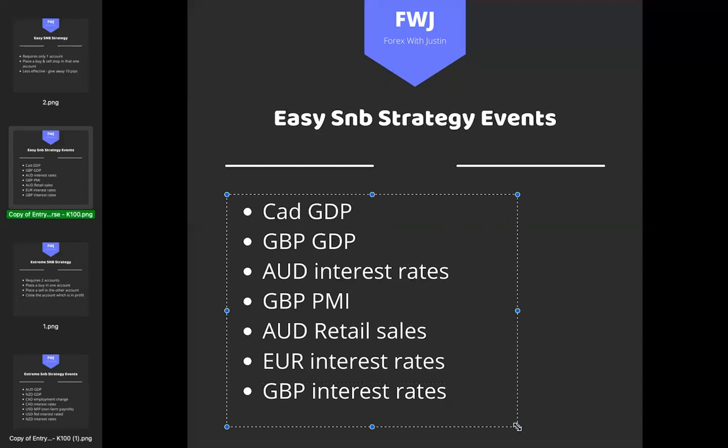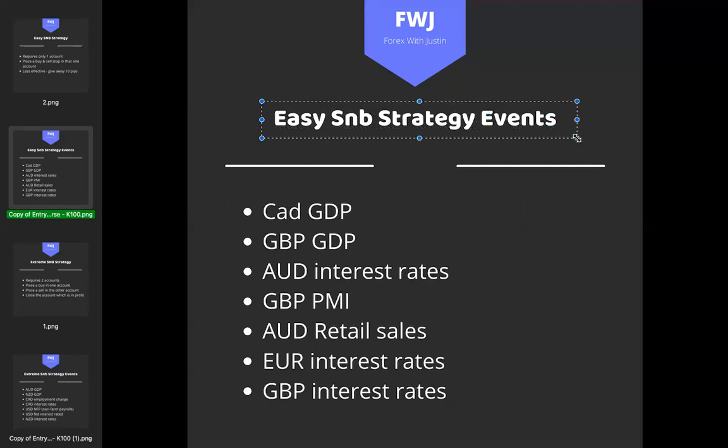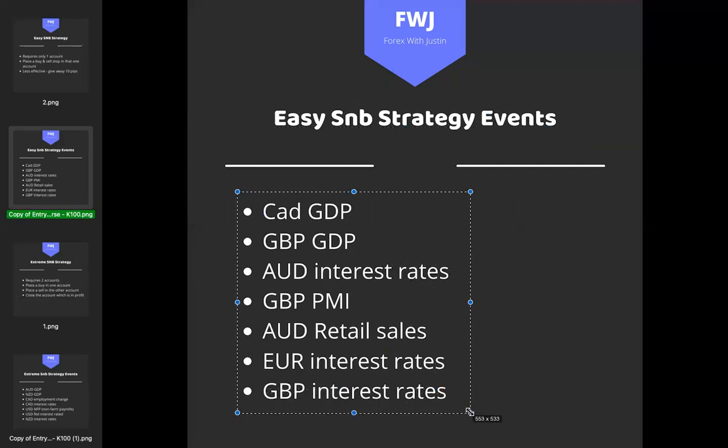So there's a list of events that we particularly choose to trade. This is the list. There are 7 events when it comes to the EZSNB. When you want to execute the EZSNB, this is the only list you should be following when it comes to knowing which events to trade. Any news event that's not on this list, we basically consider useless to us, for the EZSNB at least.